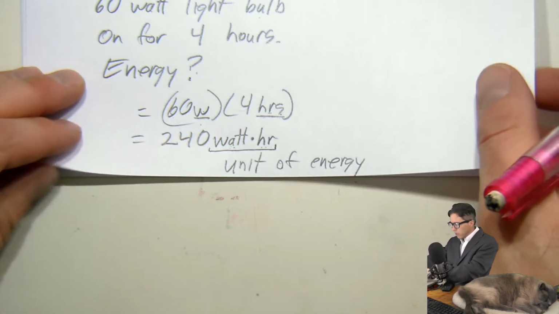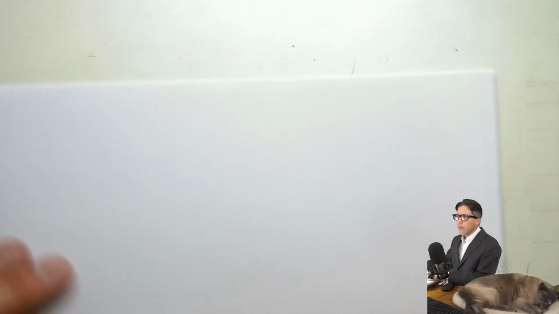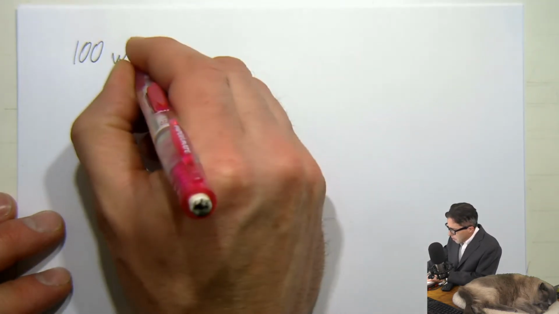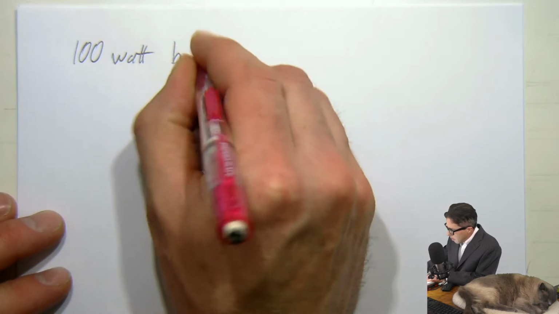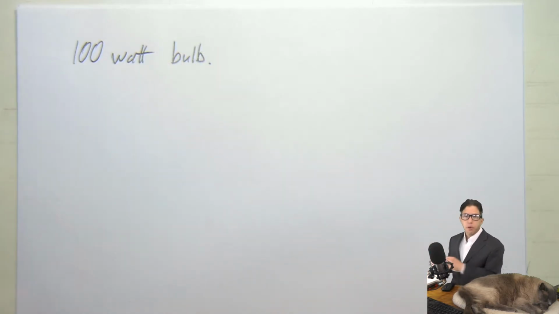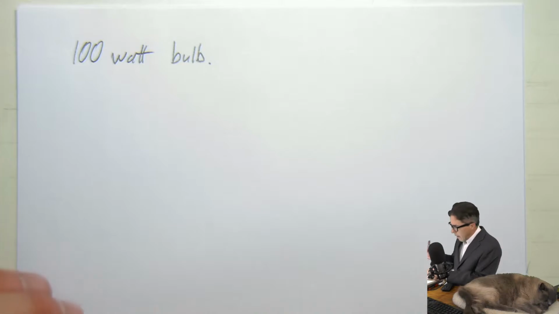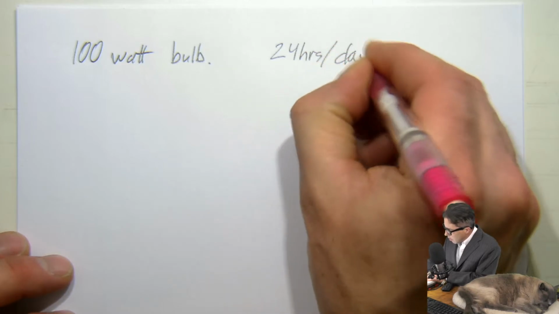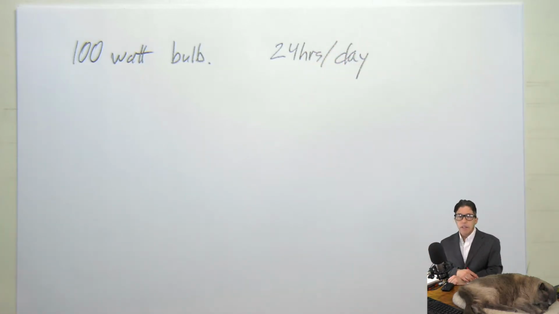Now, let's do another example. Let's say I've got a 100-watt light bulb, and let's say it's a porch light, and I turn it on, and I just leave it on. So it's on for 24 hours a day. And I'd like to know how much energy I'm using in a week.